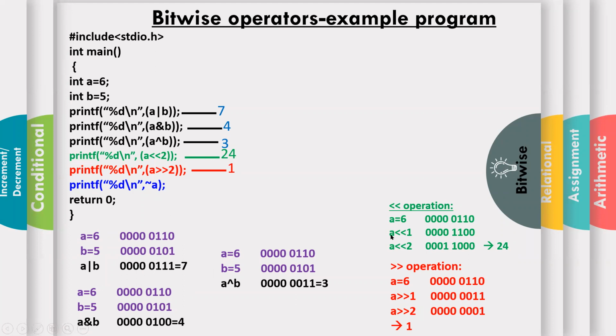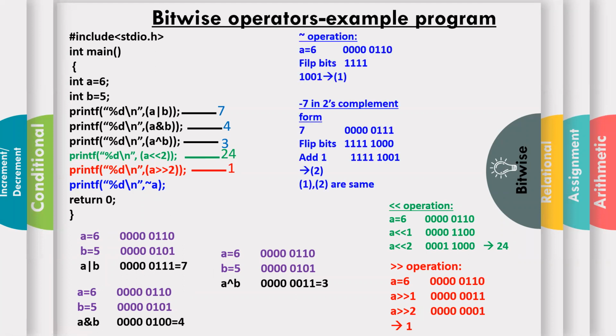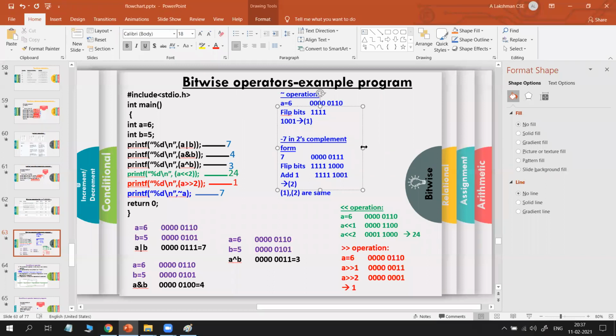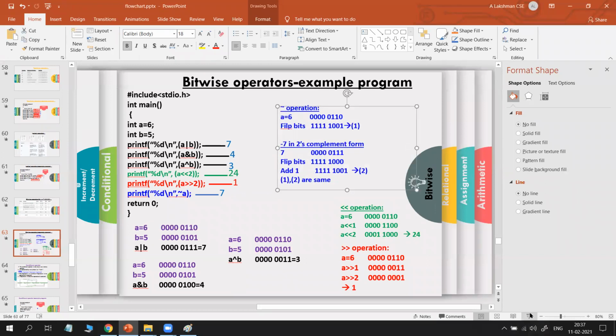But here, the result is somewhat tricky for this bitwise complement. I will show you how it works, so try to listen carefully. First, A is equal to 6, because I applied complement to A. So write the binary value: 0, 0, 0, 0, 0, 1, 1, 0. I will move this to the side, then it is somewhat clearer to you.